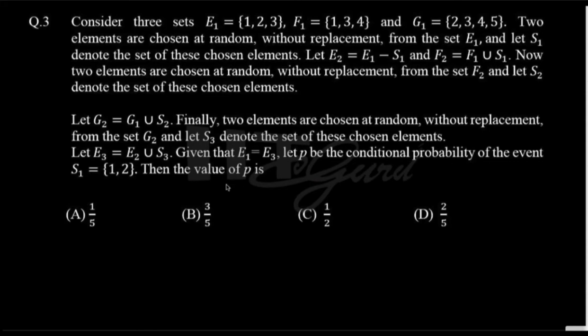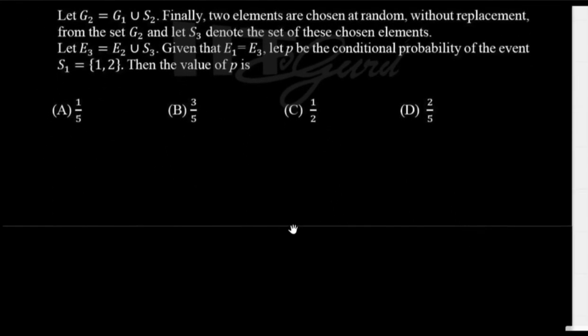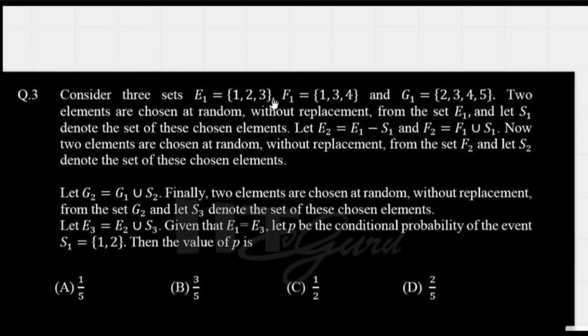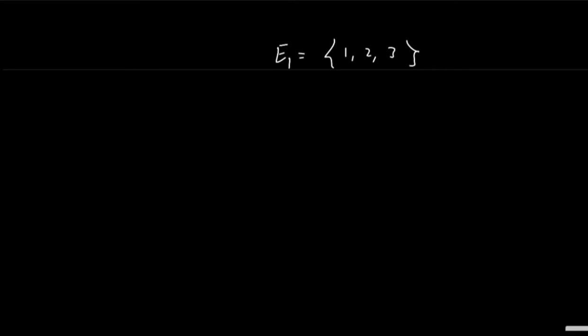So here is an example of how we can go for E1 and E2. If you think about what E1 is, E1 is the set of 3 elements: 1, 2, 3. So let me draw E1 here, with 1, 2, 3. Now look at the point here.